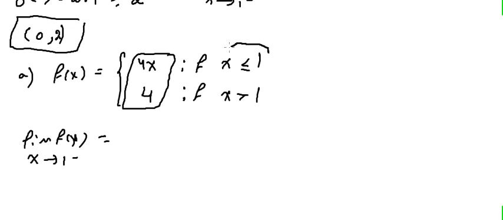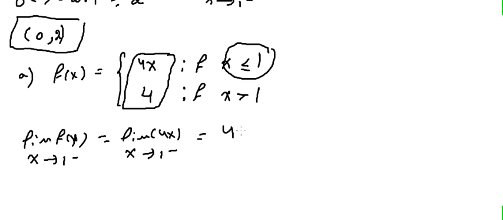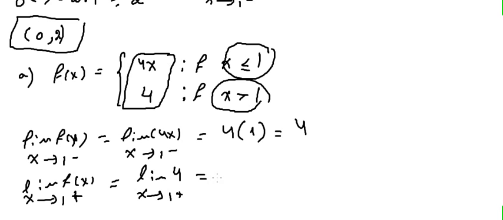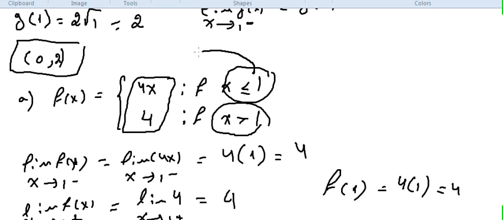1 minus means less than 1, so it's over here. So it's the limit of 4x as x approaches 1 minus, so we substitute 1 instead of x, then it's equal to 4. And the limit of f of x as x approaches 1 plus is when x is greater than 1. This means it's over here, so it's the limit of only 4 as x approaches 1 plus. We don't have x to substitute, so directly it's equal to 4. And what is f of 1 exactly? It is 4 times 1, which is equal to 4, because we have to substitute 1 over here.